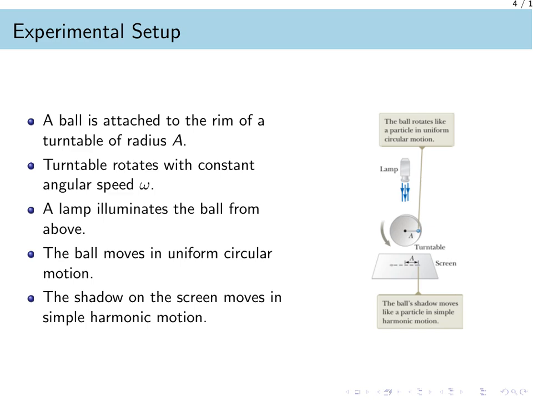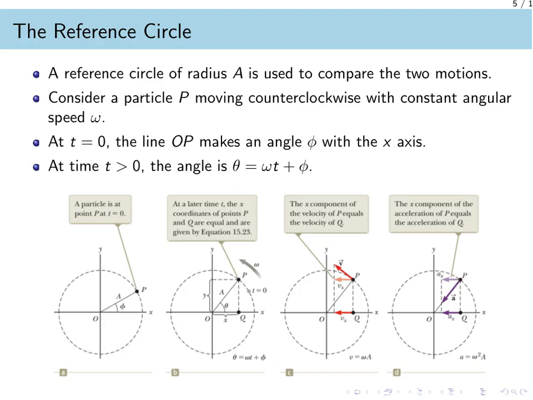As the ball travels in its circular path, its shadow moves back and forth along a straight line on the screen. While the ball moves at a constant speed in a circle, the shadow accelerates and decelerates, moving exactly like a particle undergoing simple harmonic motion. To analyze this mathematically, we use a tool called the reference circle.